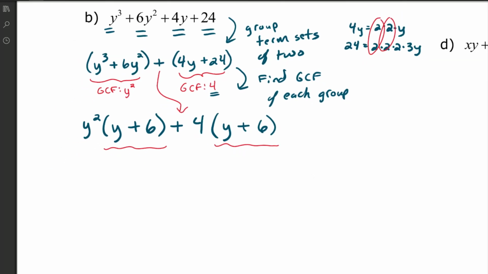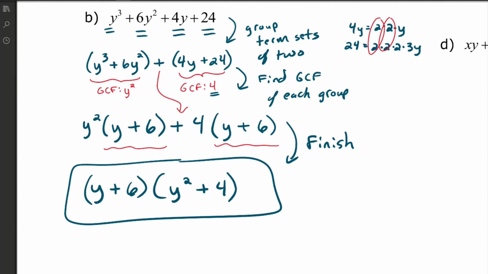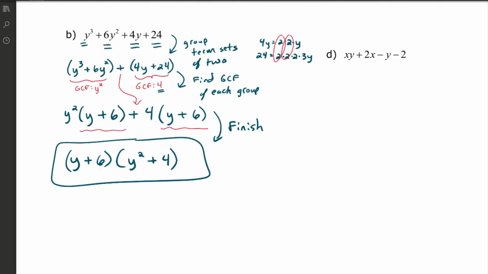But if you're looking at this right here, we see that we have y squared times y plus 6, and then 4 times y plus 6. We want to factor out y plus 6. This is the last step, is finish the factoring. So we want to finish with y plus 6, and then y squared plus 4. And that is the very, very end of the problem right there.